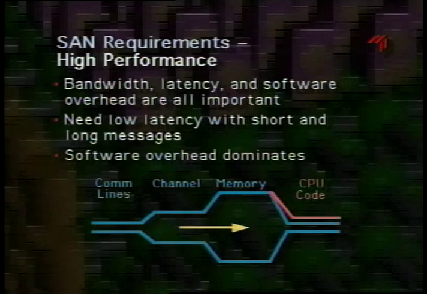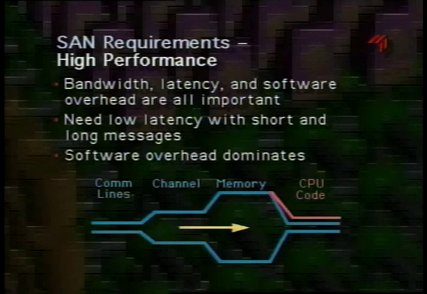The second requirement for a system area network is high performance. Performance is not just measured in bandwidth, but also has to include latency as well. This diagram shows one way of conceptualizing the I/O performance in a system. We can think of this as a pipeline where we're trying to push data through the network, and the width of the narrowest channel determines the amount of data we can pump through.